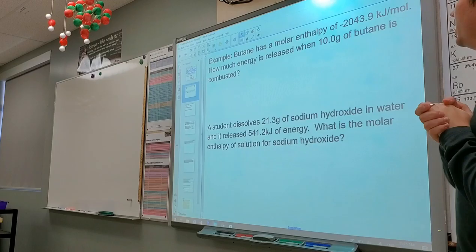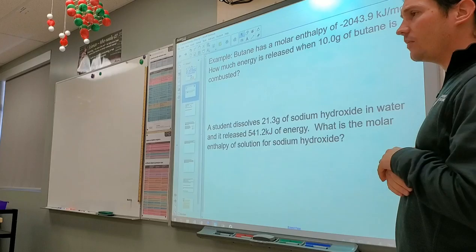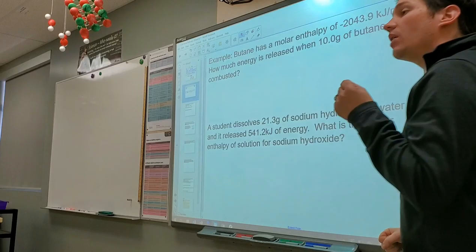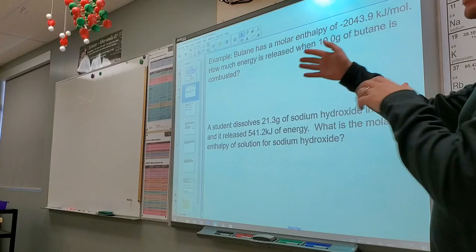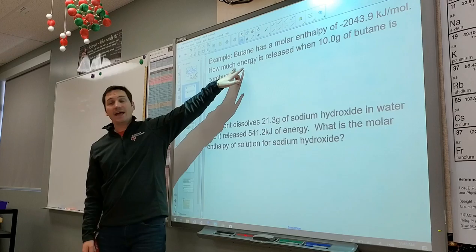Okay. So, by way of an example, butane has a molar enthalpy of combustion of -2043.9 kilojoules per mole. What we want to know is how much energy is released when 10 grams of butane is combusted. Now, let me think about this for a second. Is this a stoichiometry problem? Is it giving you one substance and then asking about a different substance? No, it's not. So because it's not stoichiometry, you don't need a chemical reaction right now. I want to be very clear about that. You don't need a chemical reaction. It's talking about one substance, and you're sticking with that one substance. So we can just use unit analysis.